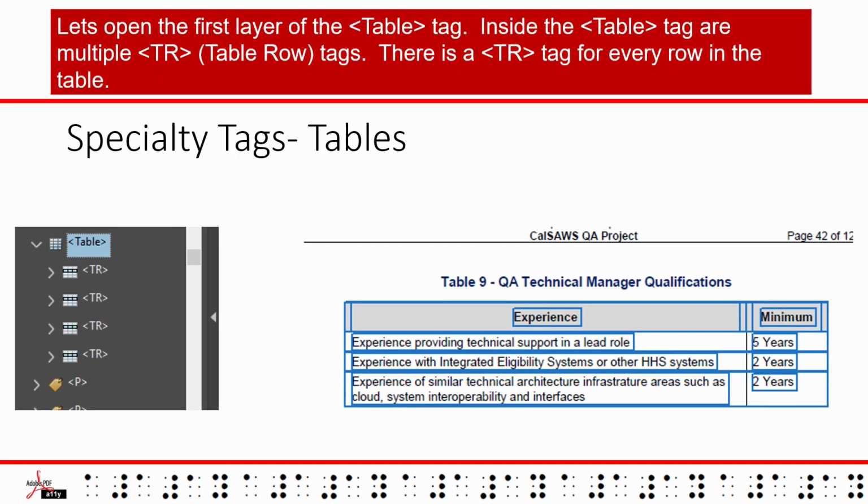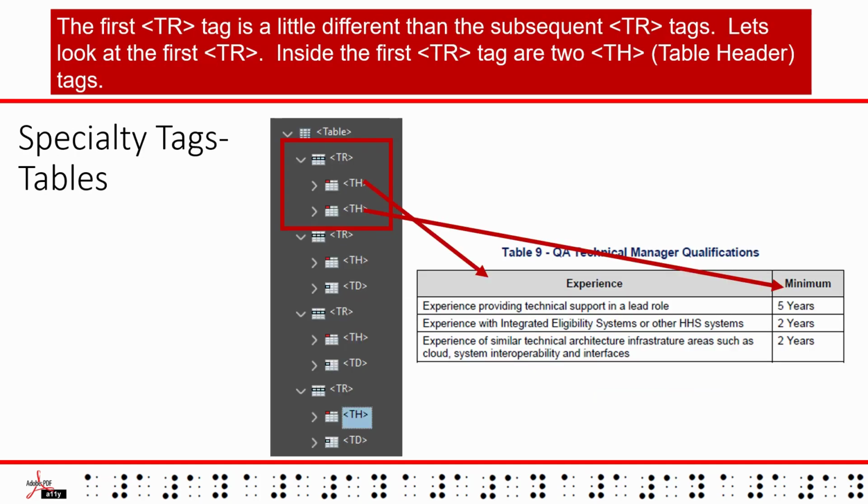Let's open the first layer of the table tag. Inside the table tag are multiple TR table row tags. There is a TR tag for every row in the table. The first TR tag is a little different than the subsequent TR tags. Let's look at the first TR. Inside the first TR tag are two TH table header tags.